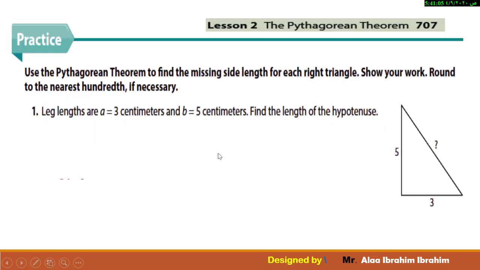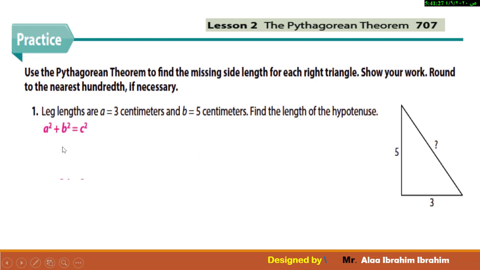Okay, now we're going to another example. Again I need to find this. Use the Pythagorean theorem to find the missing side. So I have 3 and 5. 3 and 5 are legs, so I have to find the height. For the height I have to decide plus or minus. So I have to make it plus.